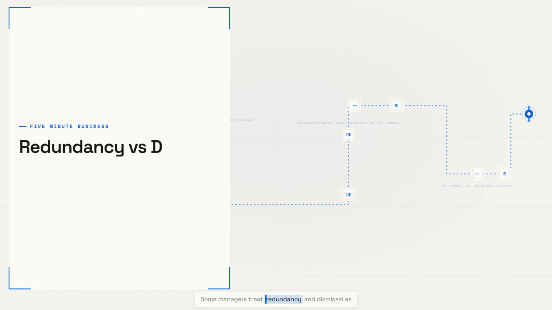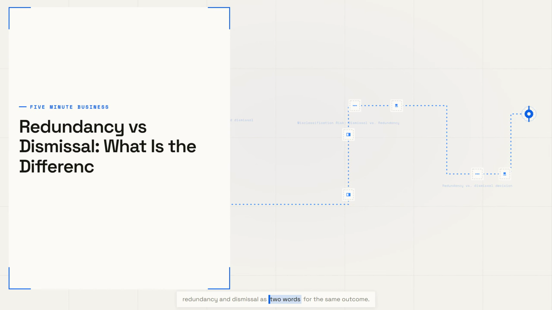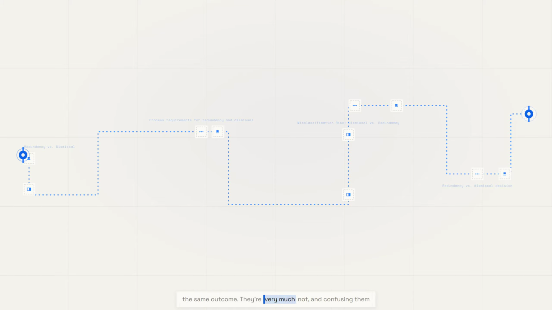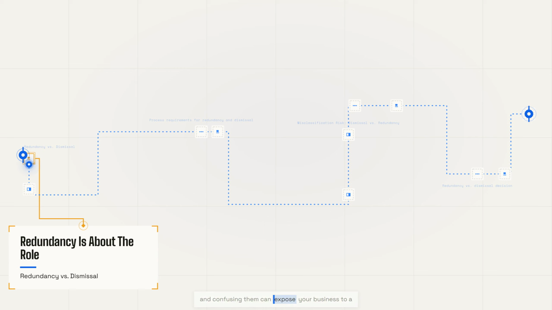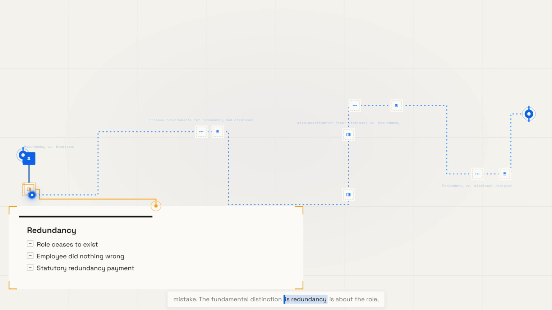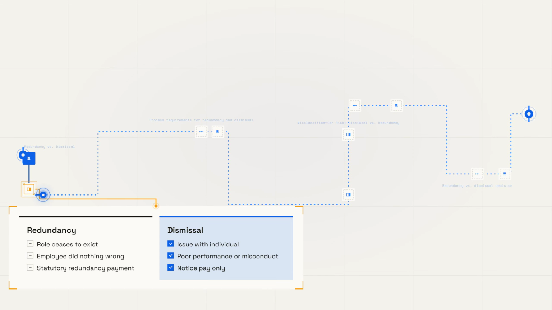Some managers treat redundancy and dismissal as two words for the same outcome. They're very much not, and confusing them can expose your business to a legal claim before you've even realized your mistake. The fundamental distinction is redundancy is about the role, dismissal is about the person.